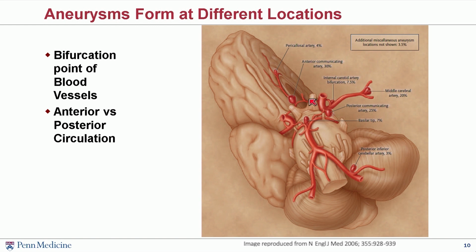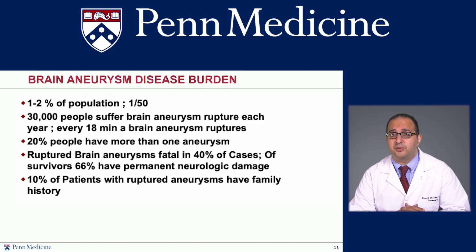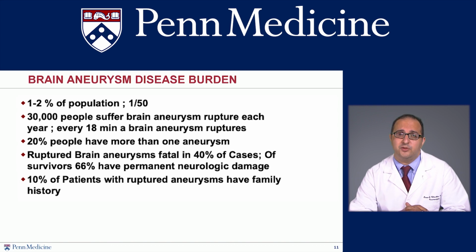The second most common are the posterior communicating artery aneurysms right here. And these are the ones that more often happen in females. Brain aneurysm really has a significant disease burden in our population. It's one of those conditions that people may not know they have a brain aneurysm until it bleeds.